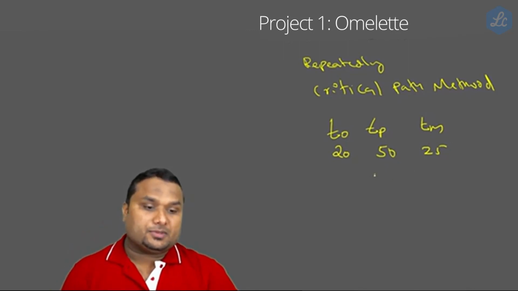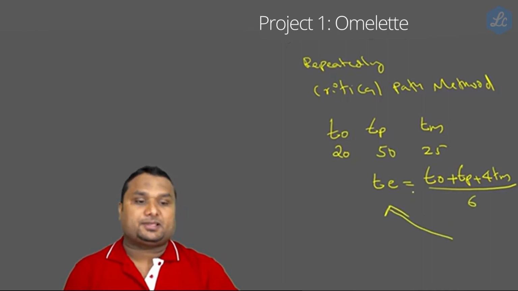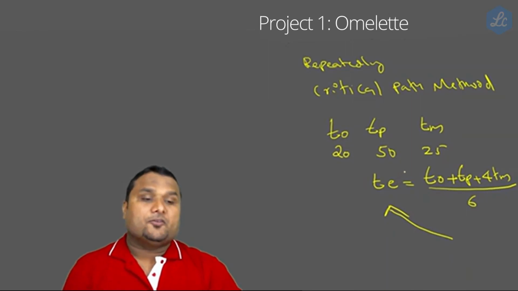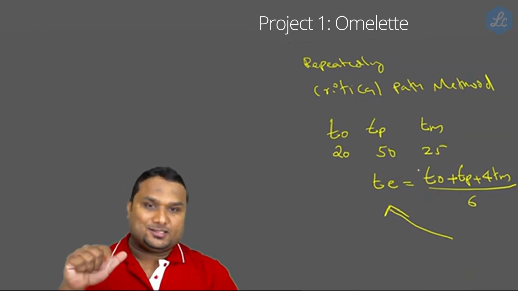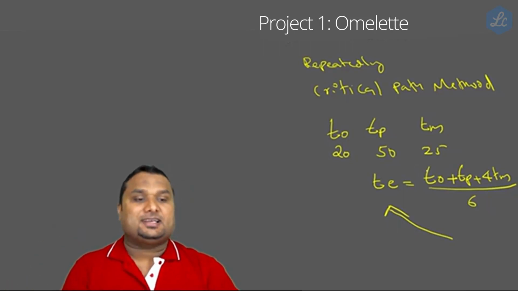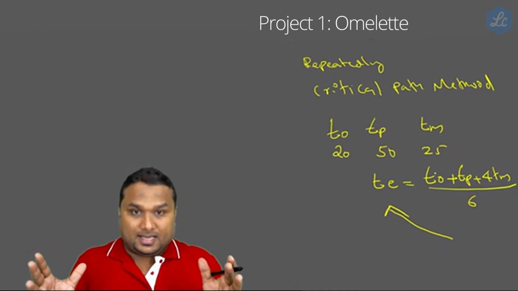Based on these time estimates, we will compute an expected time. Expected time is computed by a formula: optimistic plus pessimistic plus 4 times most likely, divided by 6. Then, based upon this expected time, we are computing the duration of the project, how much time it will take, and what the standard deviation is.